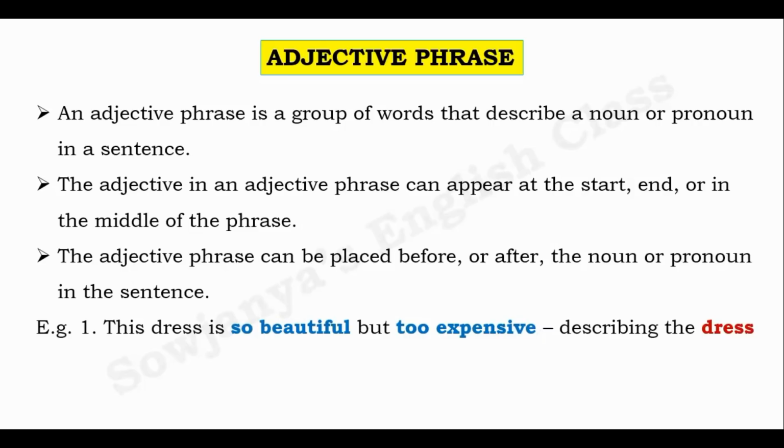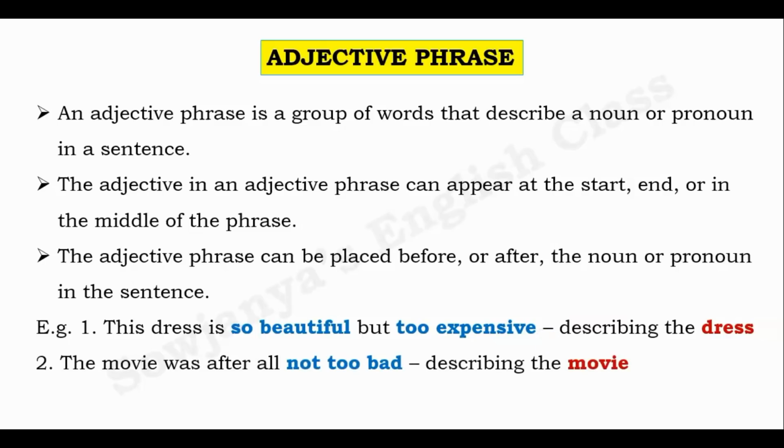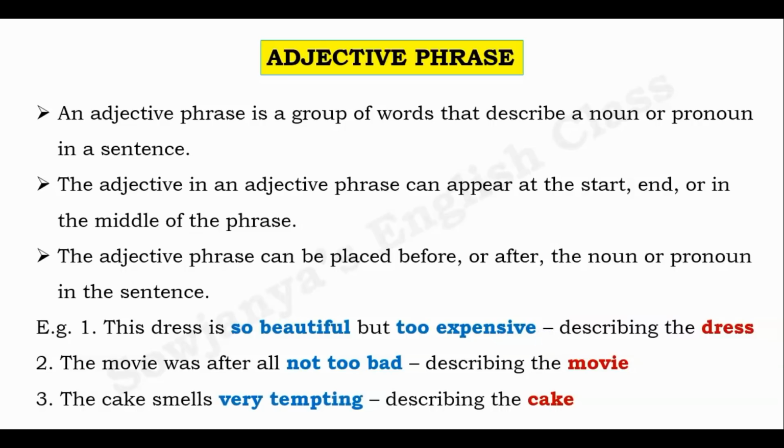Example, this dress is so beautiful but too expensive. "So beautiful" and "too expensive" are adjective phrases. They are describing the noun dress. The movie was, after all, not too bad. So here it is towards the end of the sentence. Adjective phrase. Okay, how is the movie? Not too bad. Describing the noun movie. The cake smells very tempting. How does the cake smell? Very tempting. Describing the noun cake.